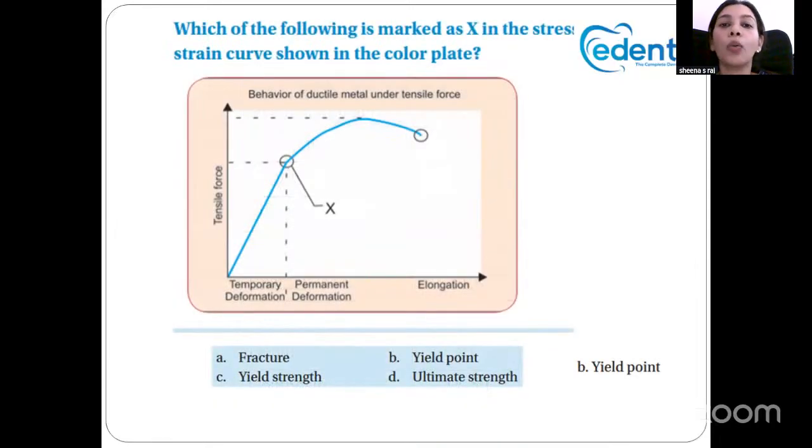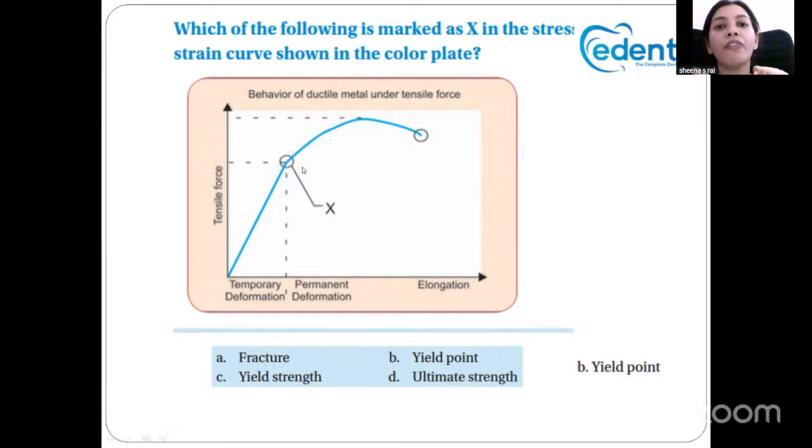So next is a question that is image based. Which of the following is marked as X in the stress strain curve shown in the color plate? So you can see the stress strain graph of a material in this image. The options are fracture, yield point, yield strength, and ultimate strength. Most of the people know this graph. We know that it is divided into two regions. Here it is called the elastic area, and after that area it is called the plastic area.